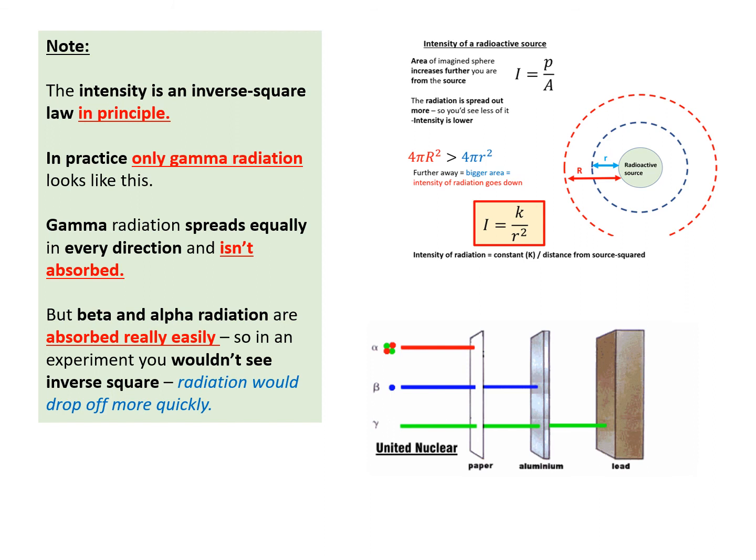As I said, the intensity is an inverse square law. In principle, it only applies to gamma radiation. The gamma radiation is going to spread equally in every direction because it isn't absorbed, but beta and alpha radiation are absorbed, so you just won't see this effect.